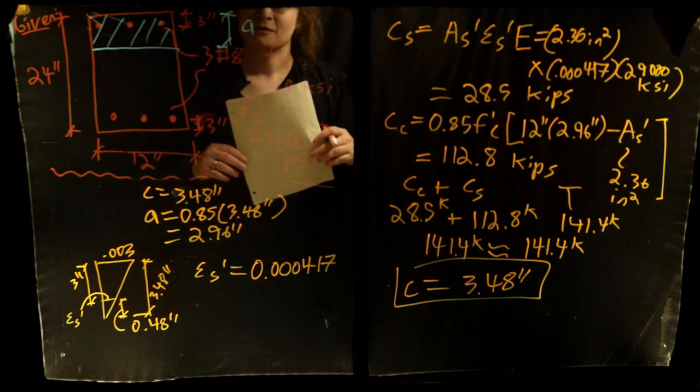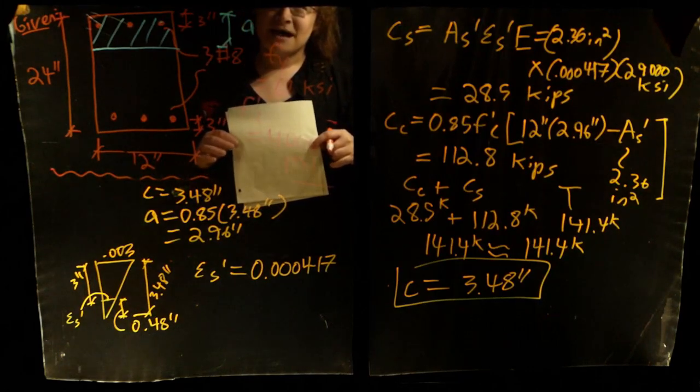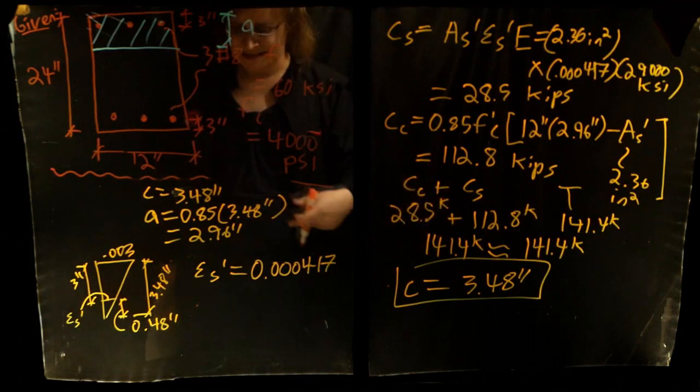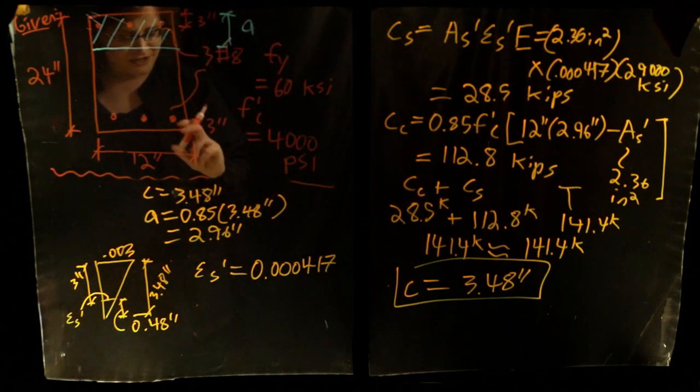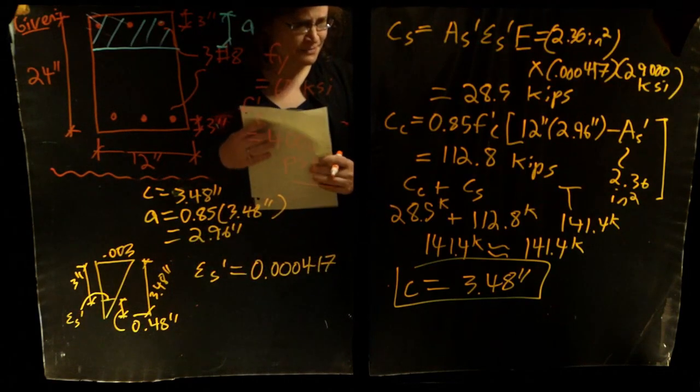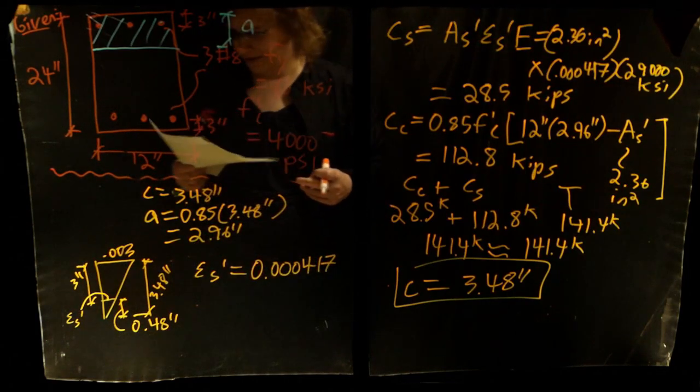Could you iterate based on moment capacity? I would have to think about that. Maybe. But the best way to iterate is based on equilibrium. That's going to be the most straightforward way to solve for neutral axis depth C. I'd be skeptical if you could iterate around moment capacity, but there might be a way to do that. I'd have to think about that for a while.